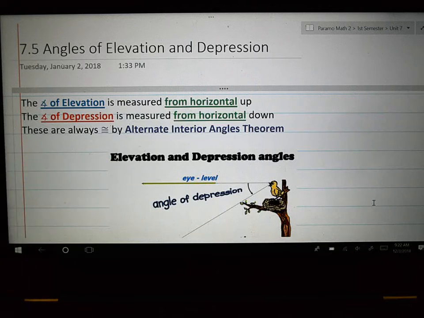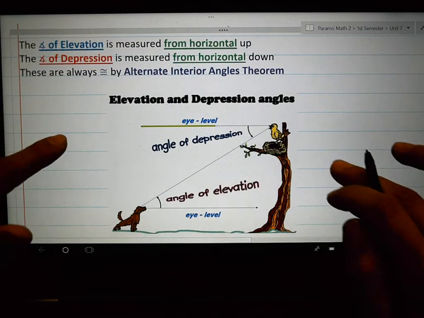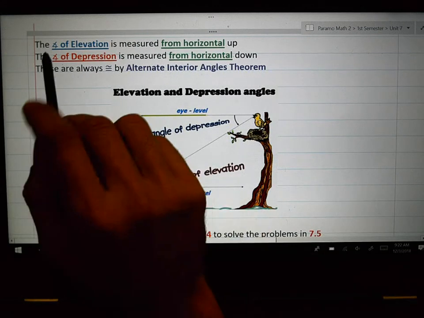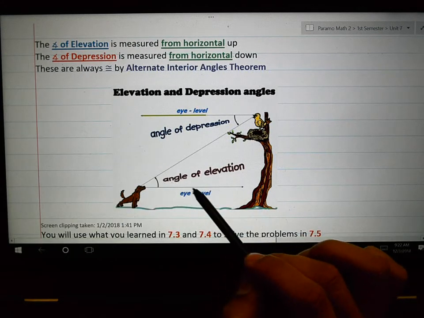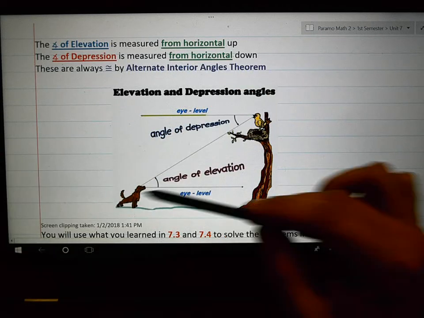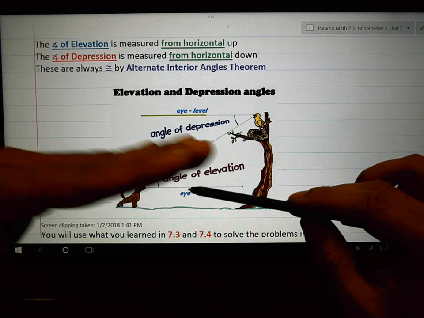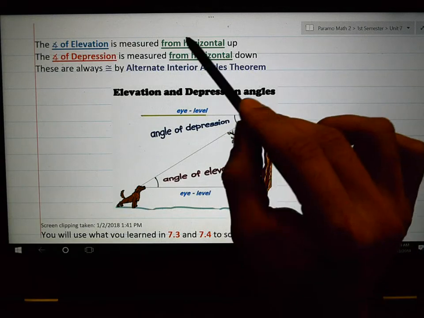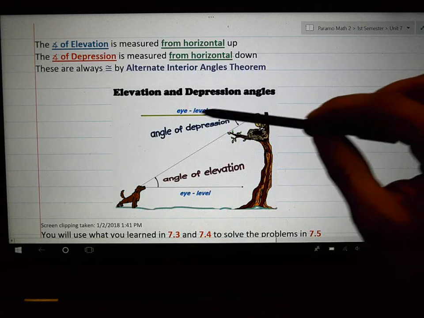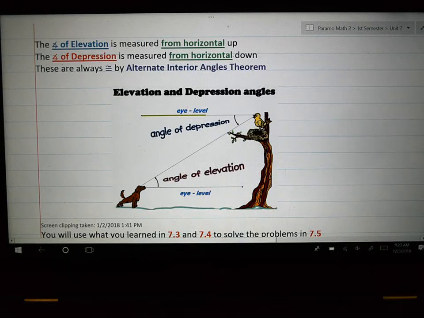What this is going to do is give you an extra element in which you can use trigonometry to solve problems. So the first thing that we're going to do is deal with real life situations in which there's going to be something called the angle of elevation. That's how far up you're going from horizontal up, and or from horizontal down is the angle of depression.